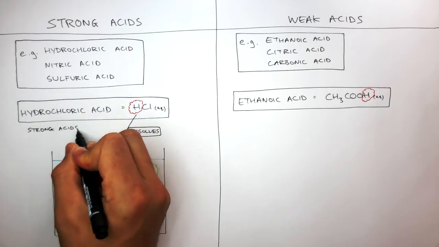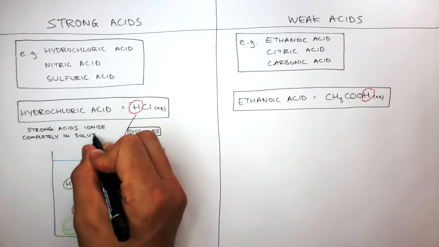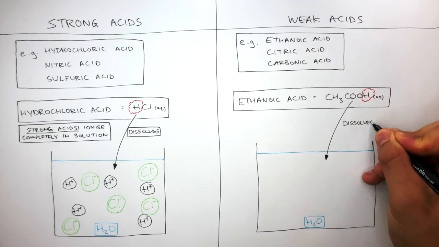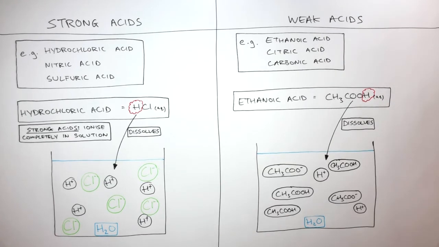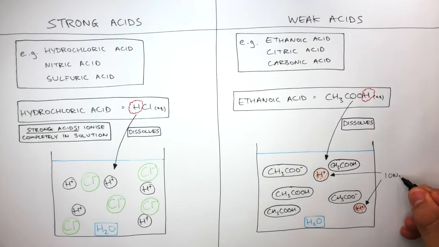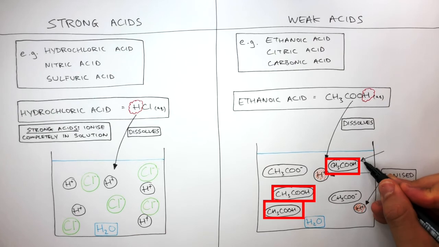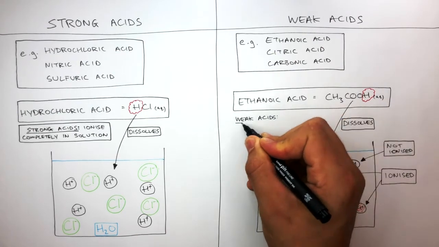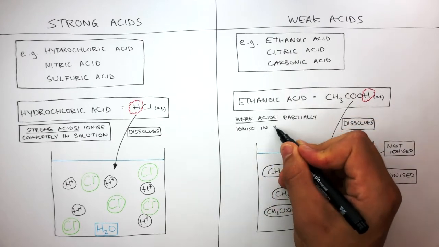So strong acids ionize completely in solution, whereas when the ethanoic acid molecules dissolve in the water, only some of the ethanoic acids ionize into ethanoate ions and hydrogen ions. Many of the ethanoic acid molecules stay as they are. So these hydrogen ions have been ionized and these ethanoic acid molecules have not been ionized. Therefore, weak acids partially ionize in solution.